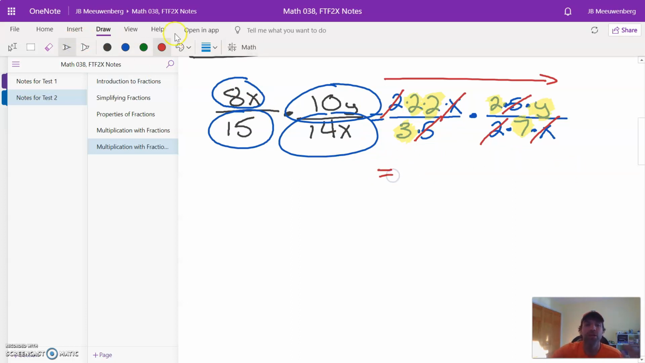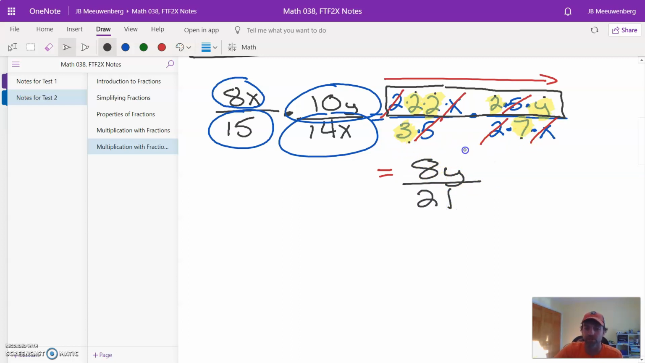So now we put everything back together. Make sure you just keep the stuff on top that belongs on top. 2 times 2 times 2 times y, remember just the highlighted stuff, would be 8y. And on the bottom we have 3 times 7, which is 21. 8y over 21. There we go.